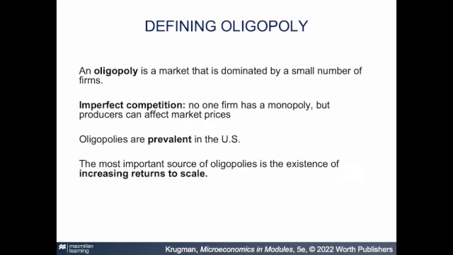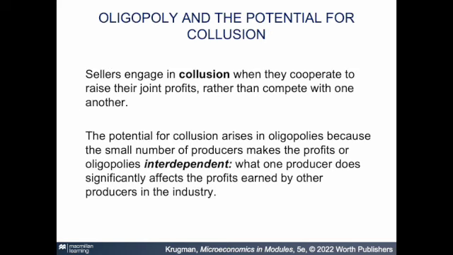18. Defining oligopoly. An oligopoly is a market that is dominated by a small number of firms. In perfect competition, no one firm has a monopoly, but producers can affect market prices. Oligopolies are prevalent in the U.S. The most important source of oligopolies is the existence of increasing returns to scale.